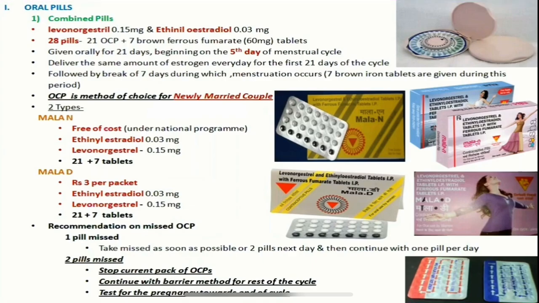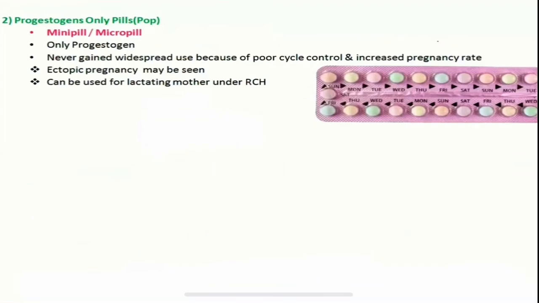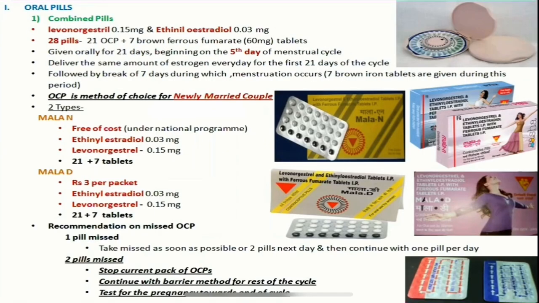Now, moving on to the progestogen only pill. So we are clear with the combined pills, right? Combined pills, Mala N, Mala D, to remember: ethinyl estradiol, levonorgestrel, 0.03 mg and 0.15 mg to be in mind, and 28 tablets. And regarding the missing of pills, we have done that.